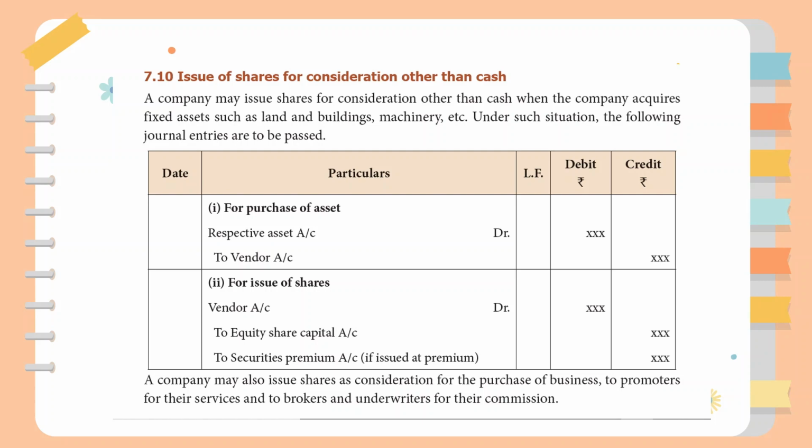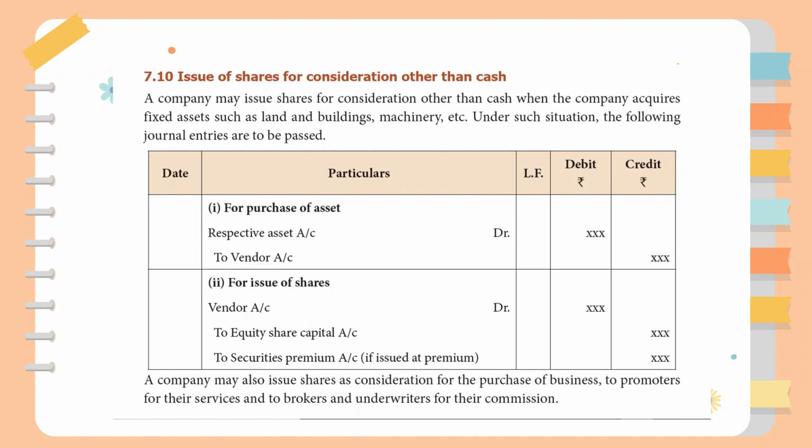So the entries are like this. When you purchase an asset, the respective asset, for example furniture or building, or anything, whatever asset is given in the sum, that you write. And to the vendor who is giving to us on credit, the creditor name will come, vendor account. And when we are paying them not in cash but by shares for their claim, suppose 4 lakhs we have bought and equivalent to 4 lakhs we are issuing them the shares, that is the second entry.